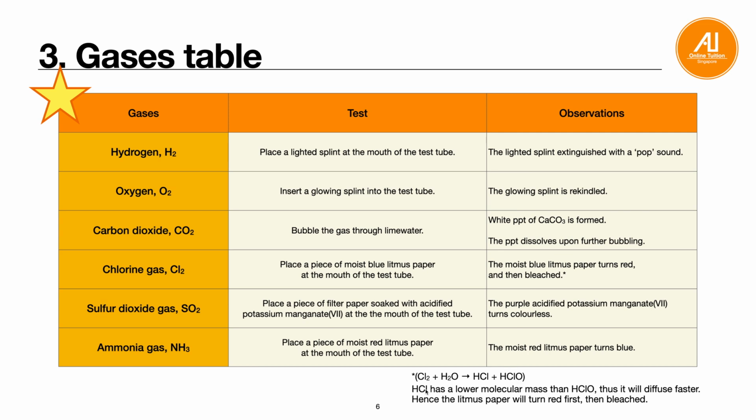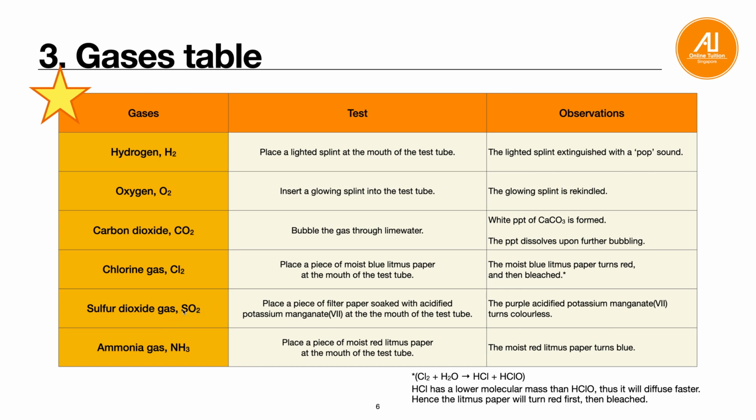So first, HCl has a lower relative molecular mass than HClO, thus it will diffuse faster. So meaning HCl will come out first. Hence the litmus paper will turn red first because it's acid, and then it will bleach because this is a bleaching agent.